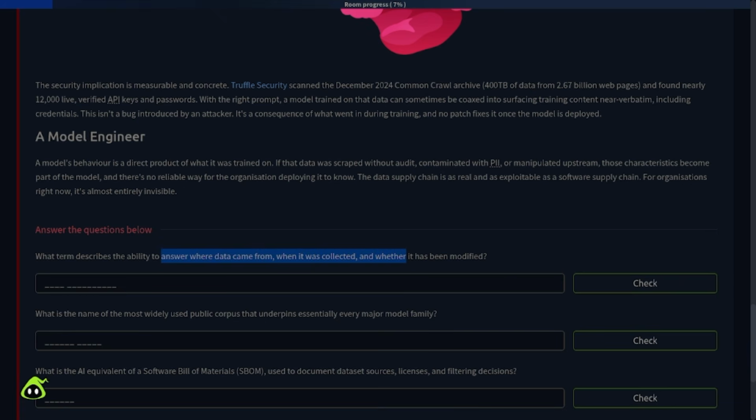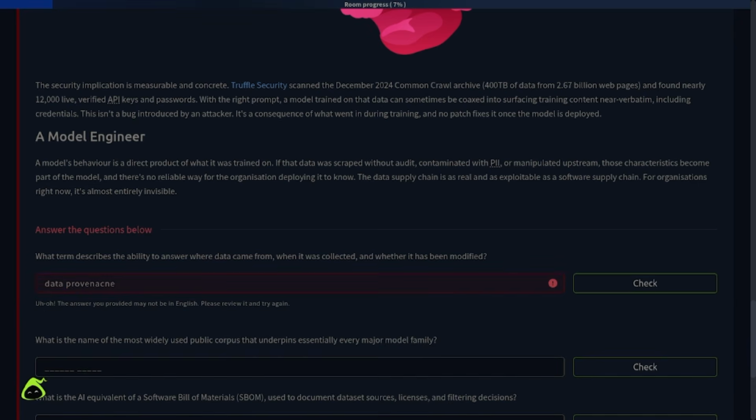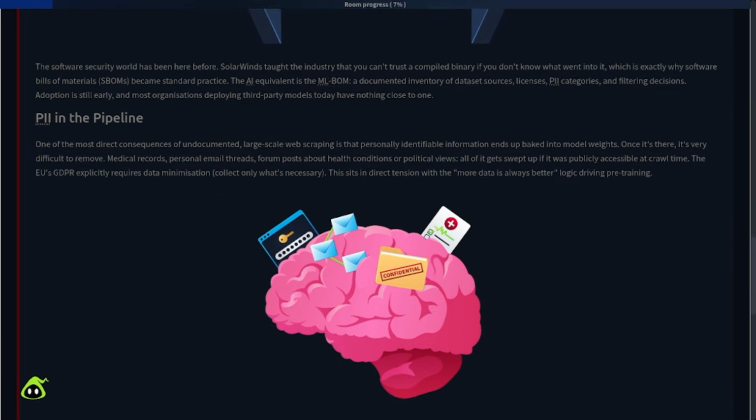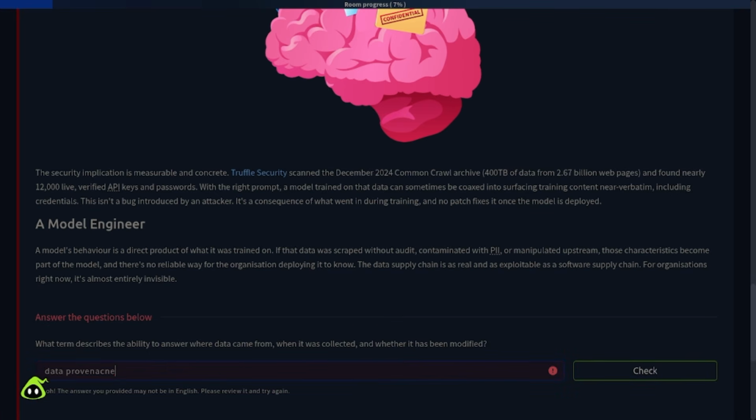Anyways, let's jump onto the question: which term describes the ability to answer where the data comes from, where it was collected, and whether it has been modified? That will be data provenance, if I have the spelling right. And as always, I am really bad at spelling.